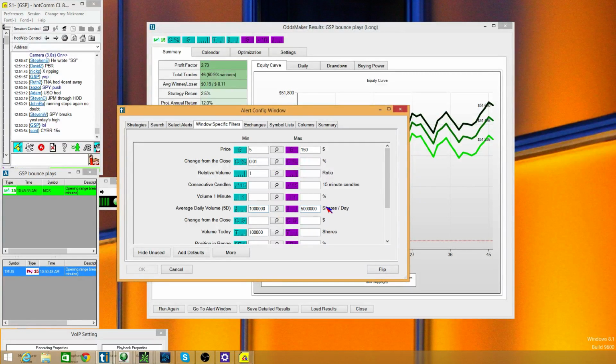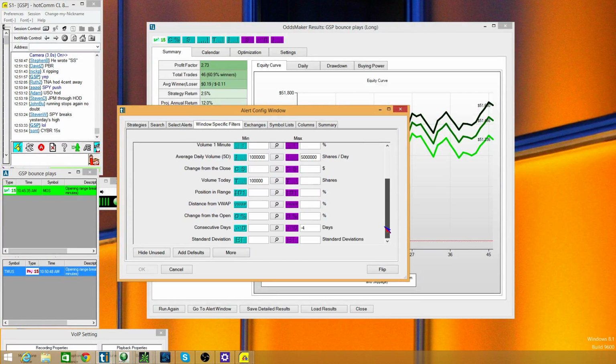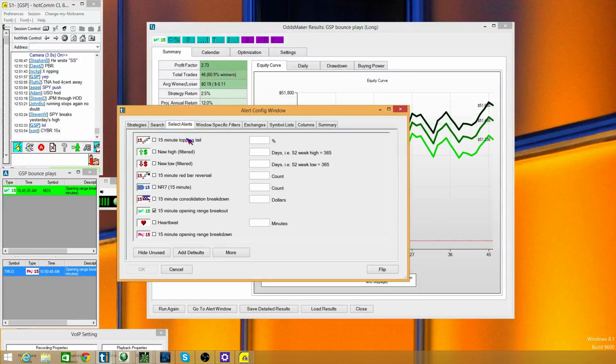Volume, right? 1 million to 5 million shares. Anything over 5 million is like a Bank of America or something like that, and doesn't seem to work as well. We want at least 100,000 volume traded today, and we want 4 consecutive days down in a row. And then the actual alert is just a break of the 15-minute range.